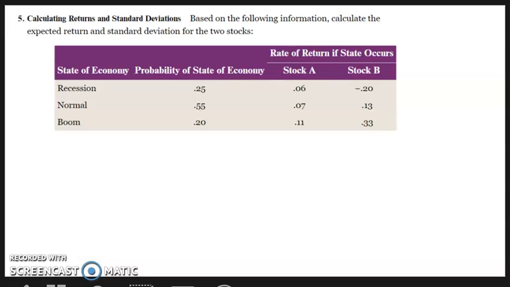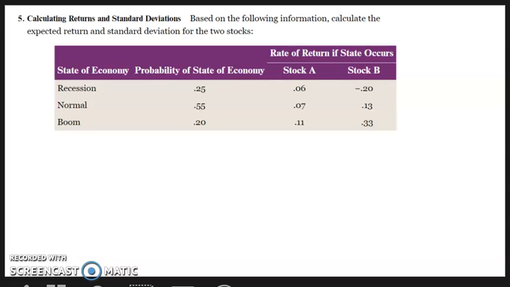Okay, chapter 11, problem 5, calculating returns and standard deviations. Based on the following information, calculate the expected return and the standard deviation for the two stocks. So the first thing that we need to do is calculate the expected returns.